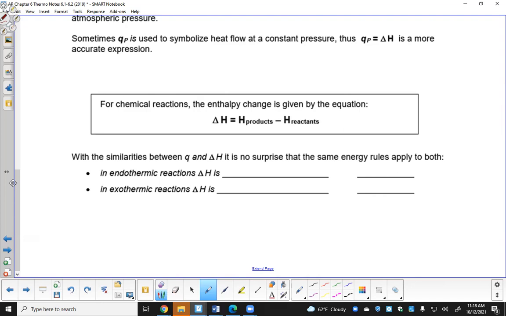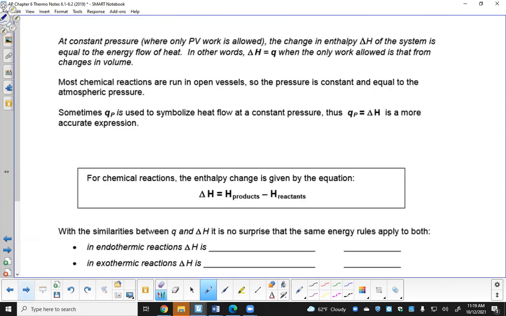Endothermic reactions have a delta H that is positive, and likewise, Q would be positive. And exothermic reactions have a negative delta H, and no surprise, Q would be negative. Those also jive with enthalpy. They're going to be handled differently, and we'll see that more tomorrow.